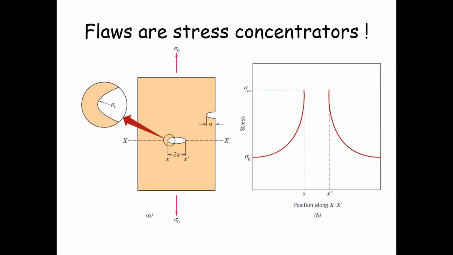These flaws are detrimental to the fracture strength because an applied stress may be amplified or concentrated at the crack tip. The magnitude of this amplification will depend on the crack orientation and geometry.